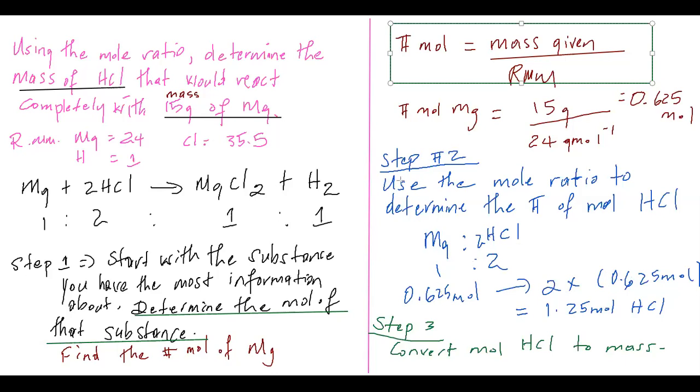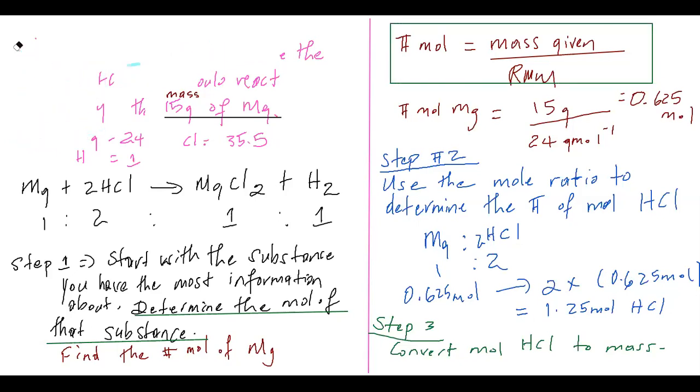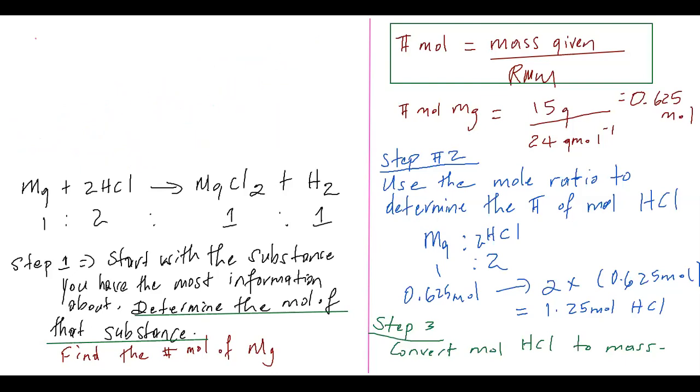But the question didn't ask us to find out the moles of HCl. It asked us to find out the mass of HCl. So that means we still have to do another step and use this mole that we have found and convert it into mass. So I'm going to do that other part over here, step 3, and see how we would convert the moles into mass.